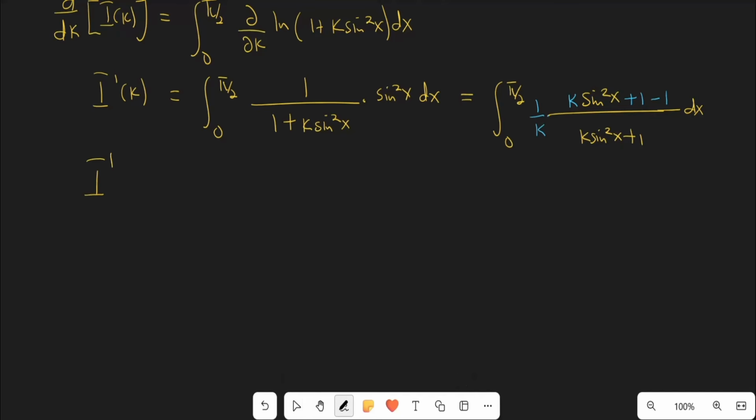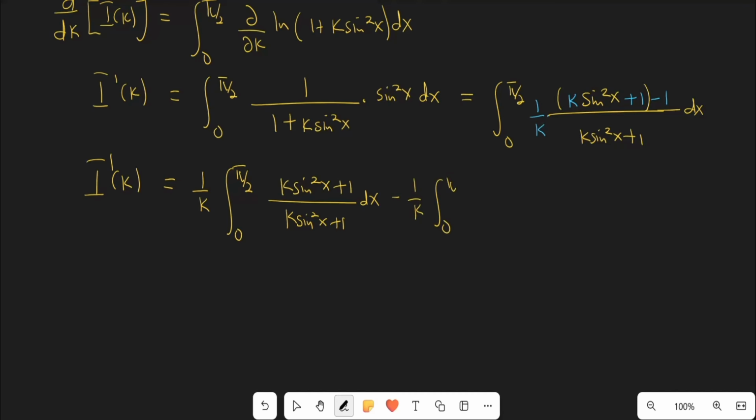I have I prime of k. This is equal to 1 over k, which is a constant in the x world, the integral from 0 to pi over 2 of k sine square of x plus 1, that is grouping the first two terms into 1, all over the denominator, which is k sine square of x plus 1, and then dx. And the next integral is going to be minus 1 over k, the integral from 0 to pi over 2 of 1 all over k sine square of x plus 1 dx.